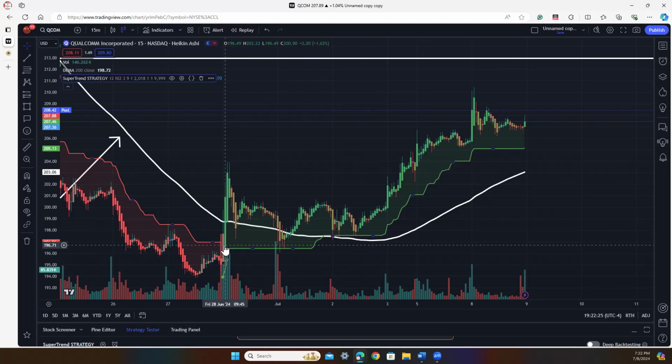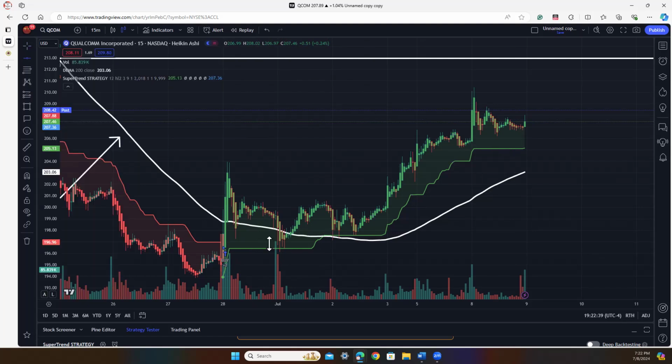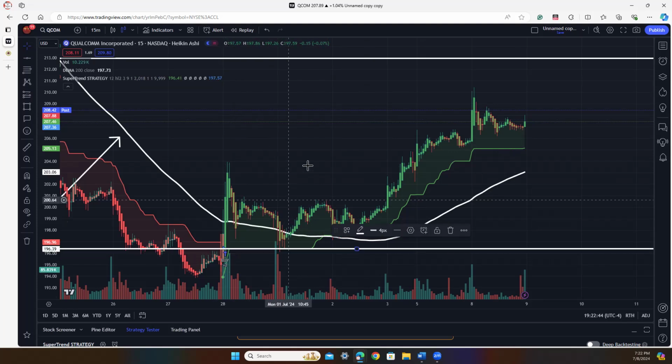So on the 28th, if you bought on the 28th when we got the buy signal, let's mark it real quick, guys. All right, so we got the buy right here on the 28th at 96.39. And right now we are about $12 or more above that.